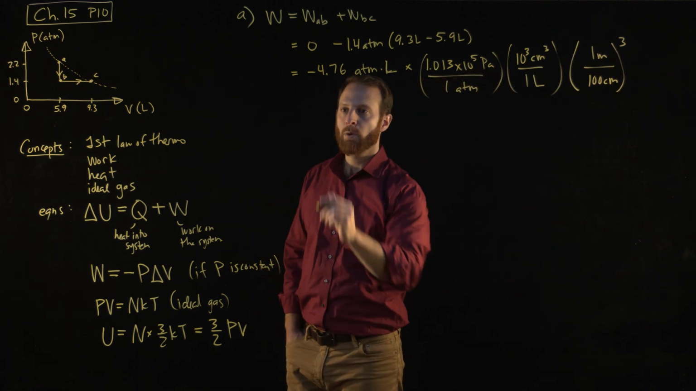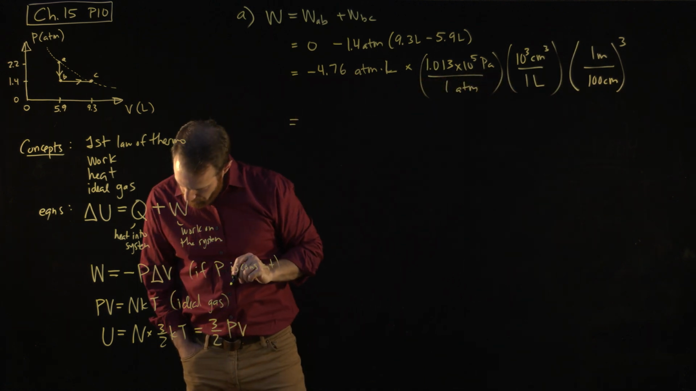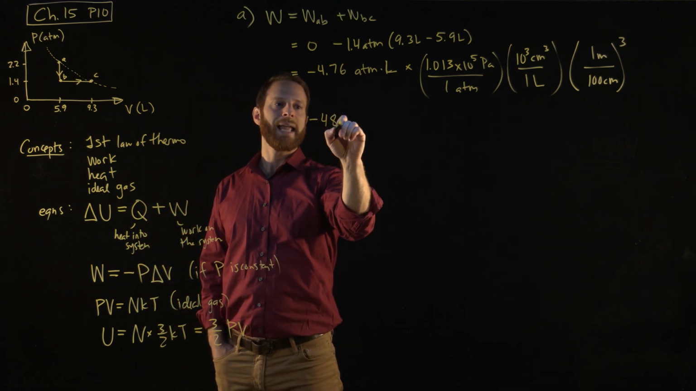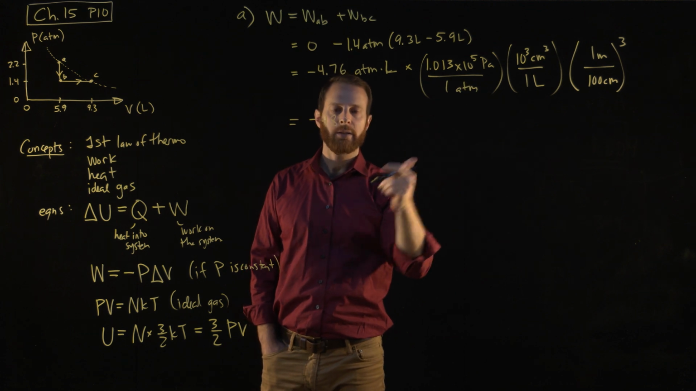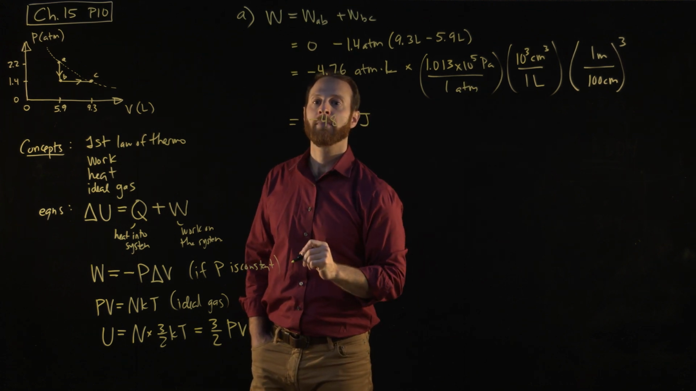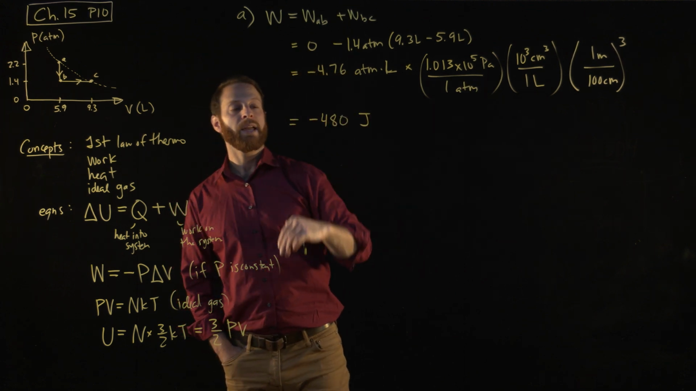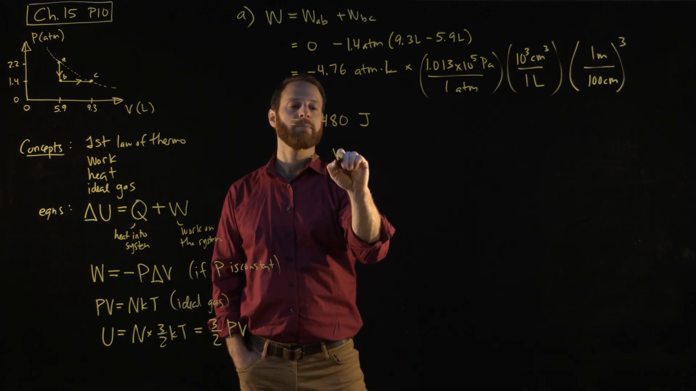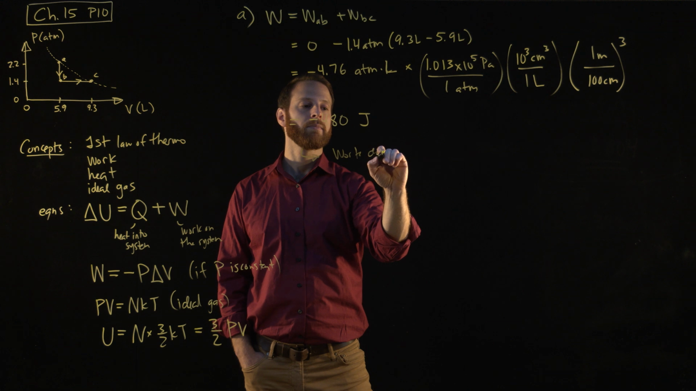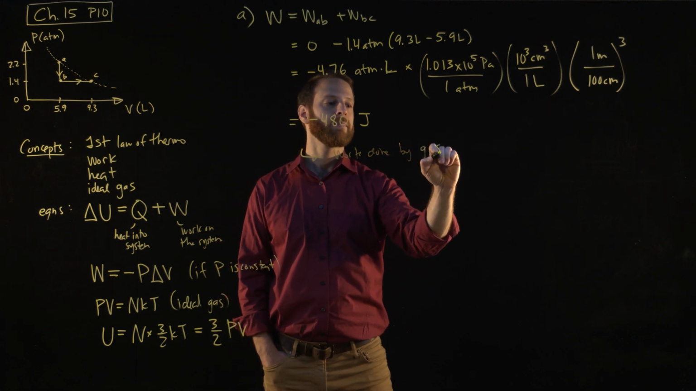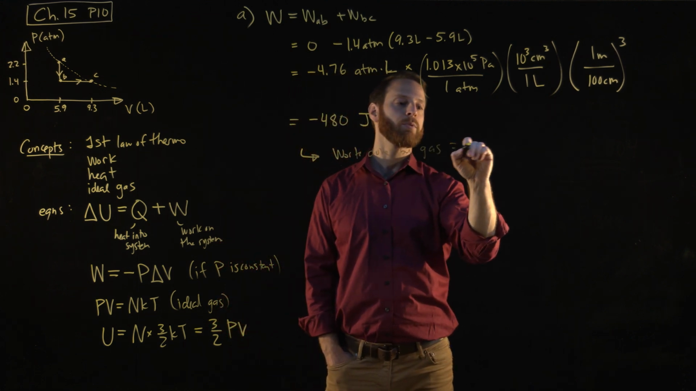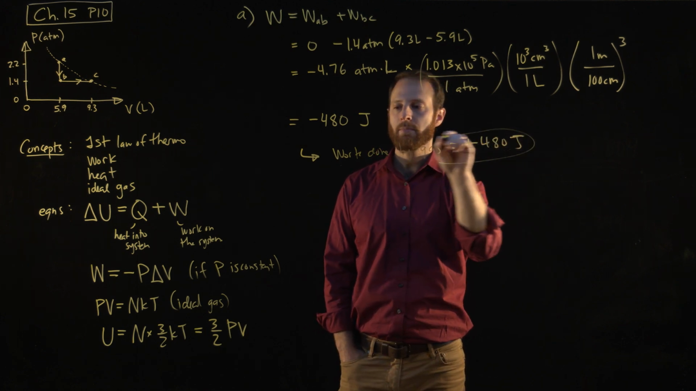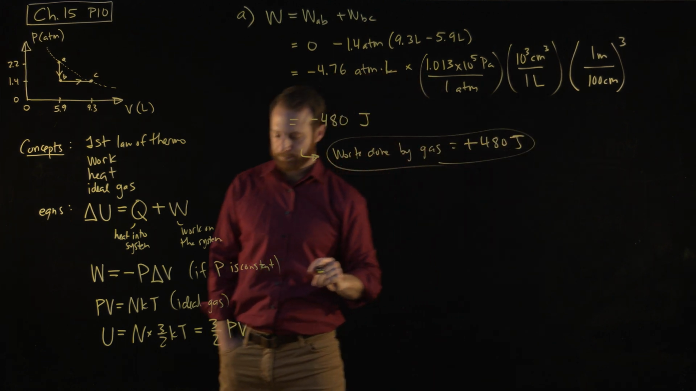Okay. When all is said and done, this turns out to be approximately minus 480, and this should have the right SI units to be joules. The work done on the gas is minus 480. That means that the work done by the gas is minus this, in other words, plus 480 joules. Okay? That's part A.